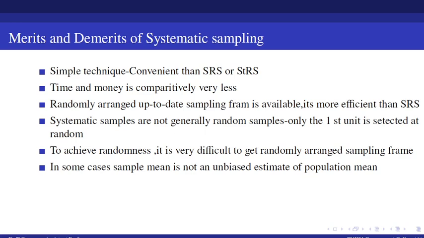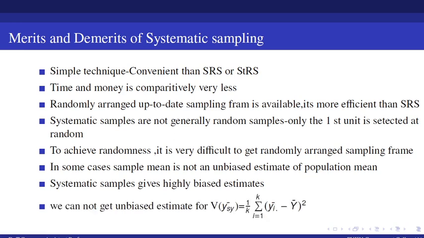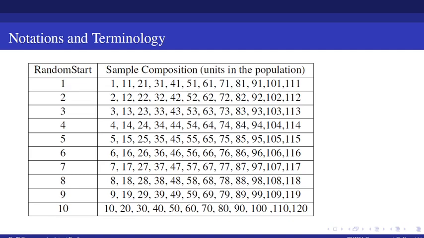Systematic sampling may give highly biased estimates. In systematic sampling, we have the sample variance of the population. The sample mean is 1 by k into the summation i equal to 1 to k of (yi dot minus y bar) whole square. We cannot get an unbiased estimate for the systematic sample mean. These are the disadvantages. Let us look at the notations and terminology.